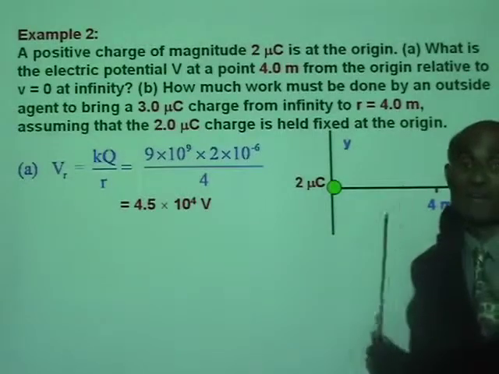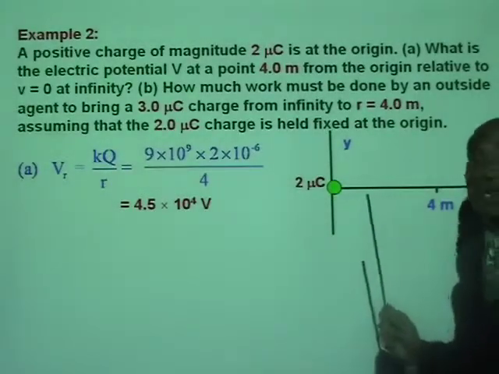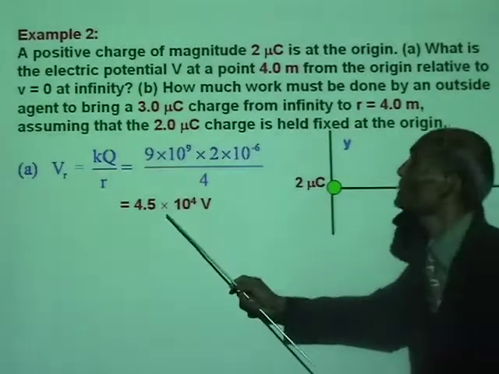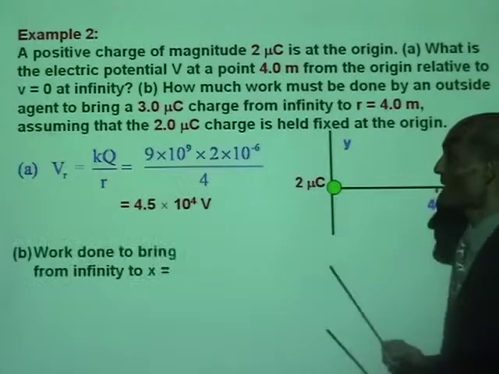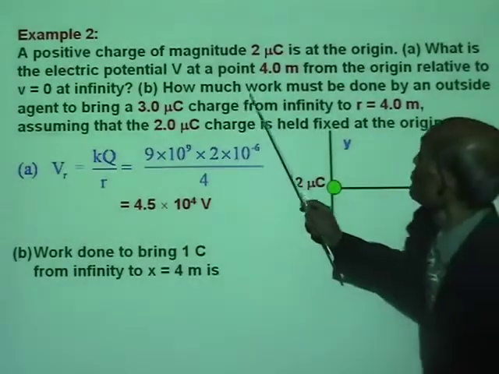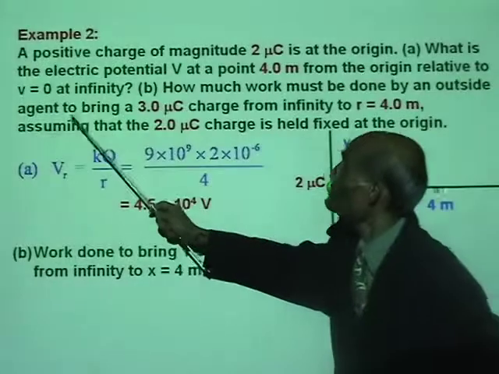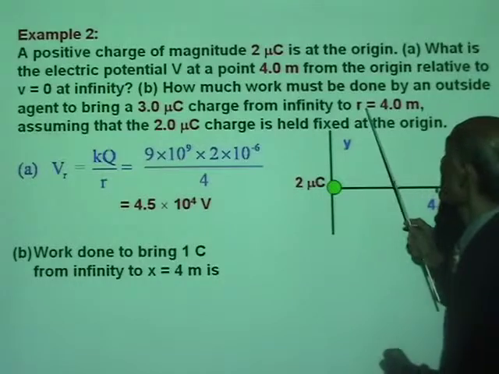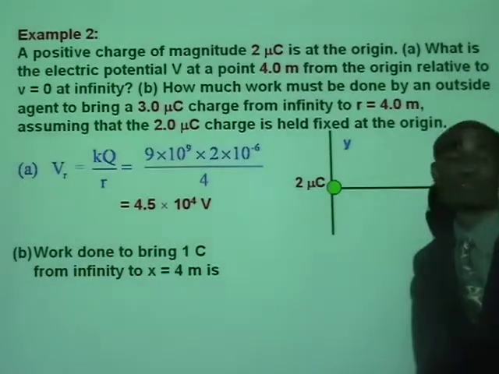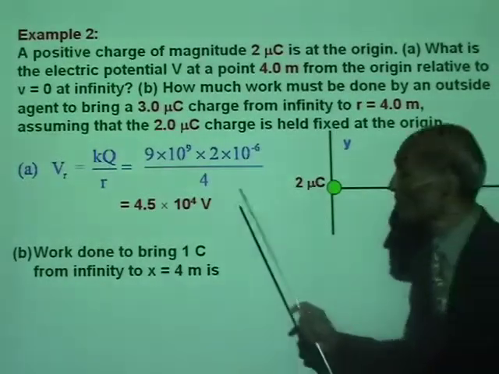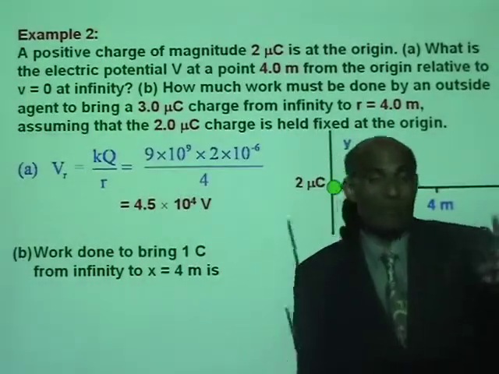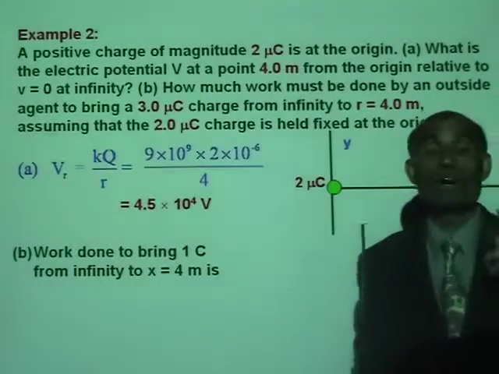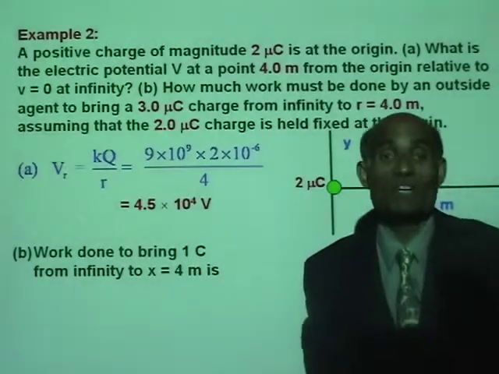What does that mean? It means in order to bring 1 coulomb of charge from infinity to place it at that point, you need to do that much work. That's the meaning there. B part. How much work must be done by an outside agent to bring 3 microcoulomb charge from infinity to R equal to 4 meter? You see, once you understand what potential at a point means, potential at a point is a measure of the work done per unit charge to do what?